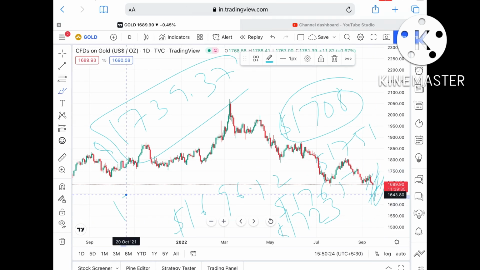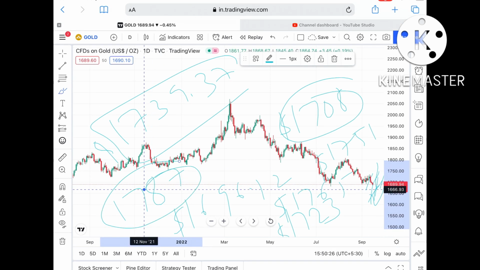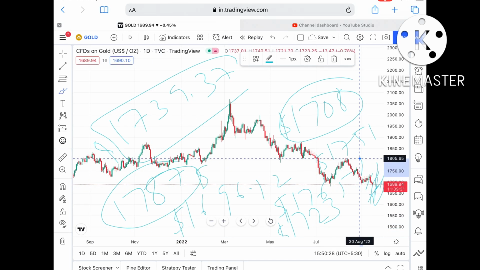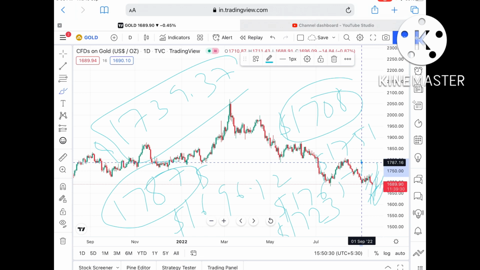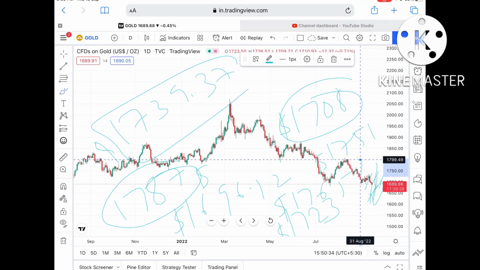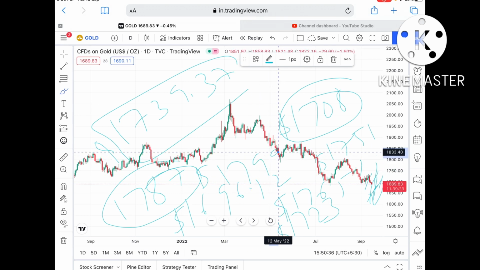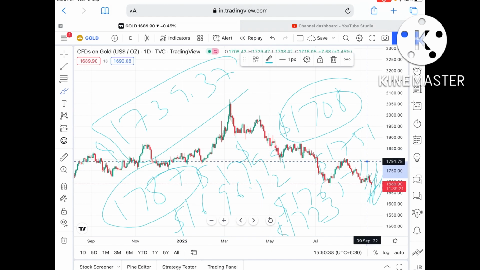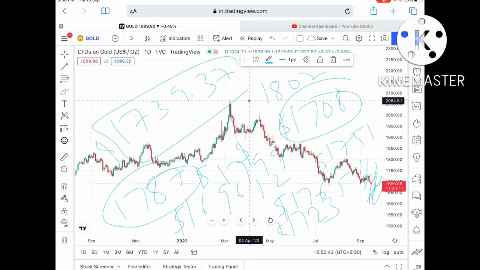and touch a level of $1787, and from there we can see it can go further upside, and there is a probability we can see it move further higher towards a level of around $1799. Suppose the price moves above that level, then there is a probability that we can see it go further upside towards a level of 1807.